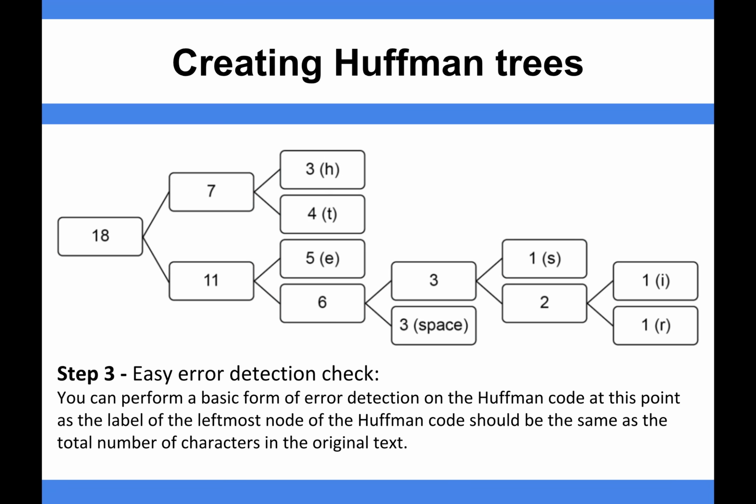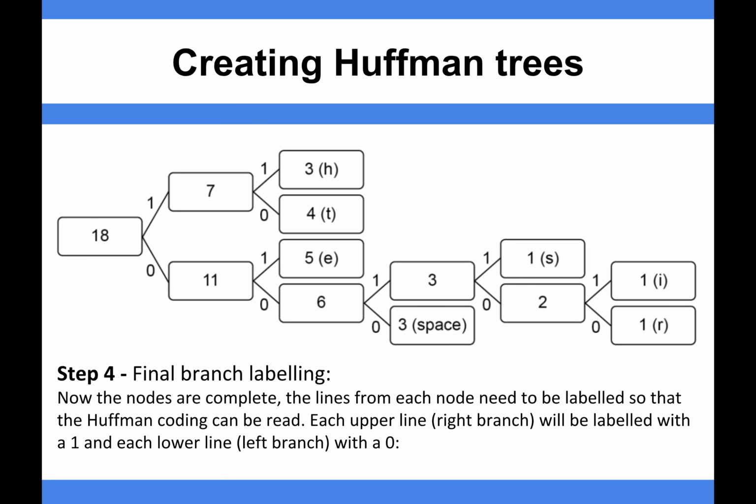It's 18. And now we can do a really simple error detection because there should be 18 characters we're encoding. If that number matches the total amount of characters in the thing that you are creating the Huffman tree for, then you've probably done it right. If there's any other number, you've probably done it wrong. Now, you can all probably make a tree like that, but you still don't really understand why we're doing it. So the idea is now that you label the branches, okay?